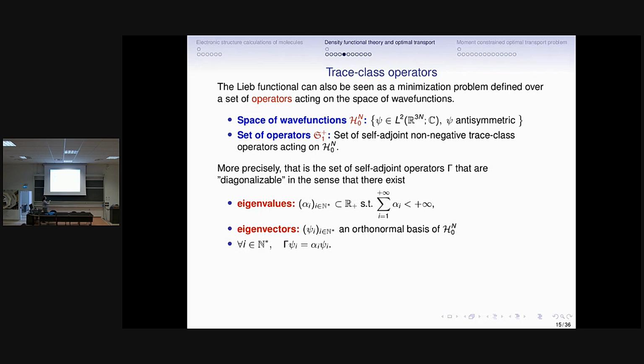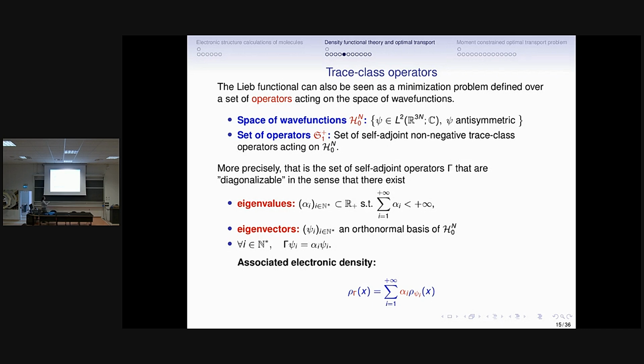More precisely again, this set of operators is the set of self-adjoint operators gamma that act onto this space, and that can be diagonalized in the following sense. You can find a sequence of eigenvalues alpha_i that are non-negative, and the sum of which is finite. And you can consider psi_i an associated orthonormal basis of H0n associated to each of these eigenvalues, so that for all i, gamma psi_i is equal to alpha_i psi_i. And these alpha_i are related to the alpha_i before. So that's just some notation to introduce the set of operators I want to consider here.